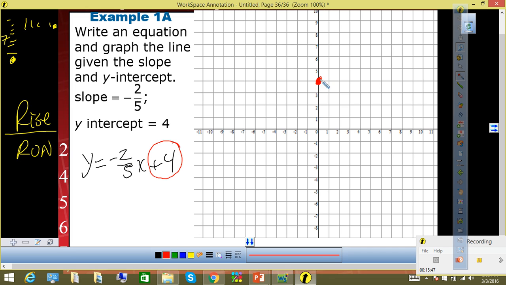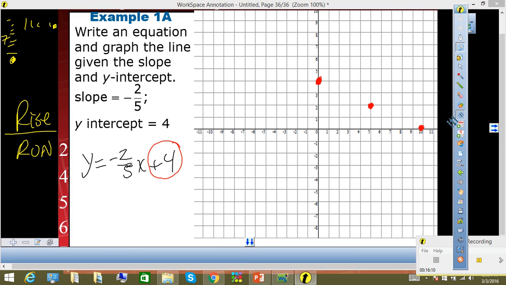It says 2 steps down, 1, 2. And the run tells me how many to the right. 1, 2, 3, 4, 5. I put my point right there. I'm going to do it again. Pay attention. Once again, what is the rise? 2 down, 1, 2. 1, 2, 3, 4, 5. And once I have at least 3 points, now I can graph my line. Copy that, please.